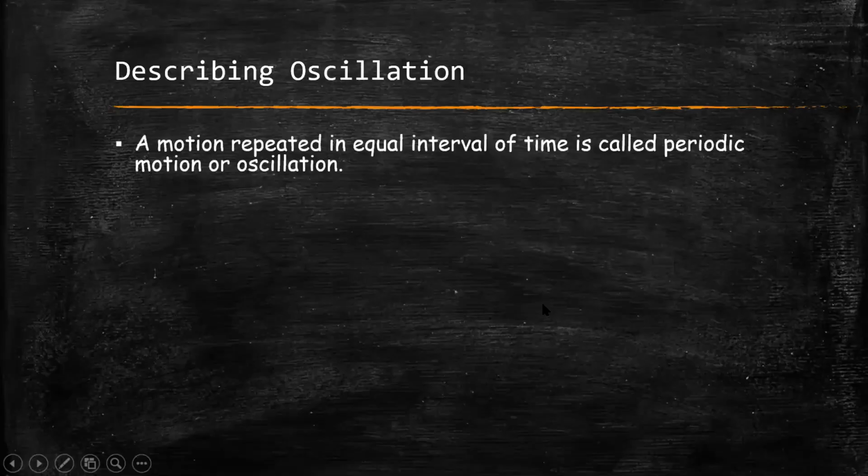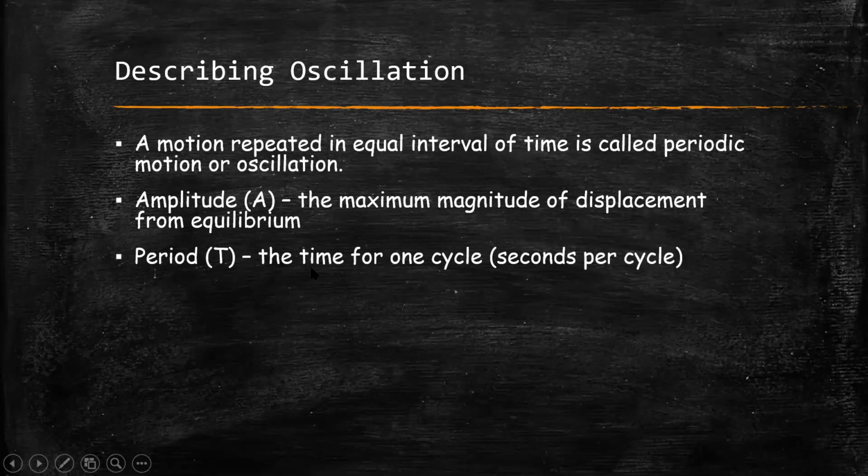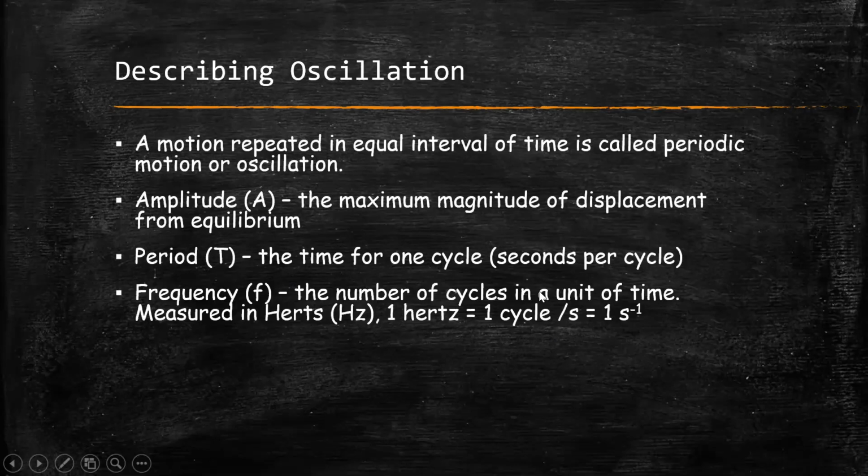In describing oscillation, we know that a motion repeated in equal intervals of time is called periodic motion or oscillation. Then we have the amplitude, defined as the maximum magnitude of displacement from equilibrium. Its symbol is A, and it is always a positive value. Then we have the period, or T, which is the time for one cycle, or seconds per cycle. And then we have the frequency, which is the number of cycles in a unit of time. It is measured in hertz, and it is the reciprocal of period.